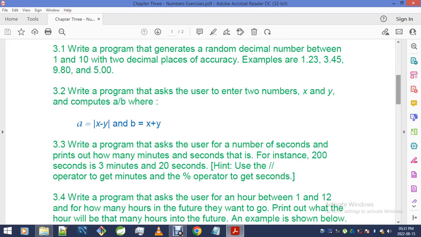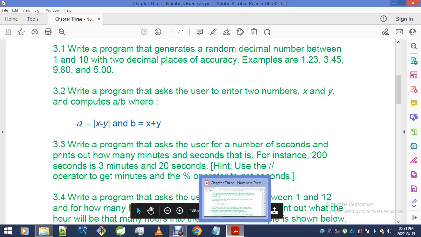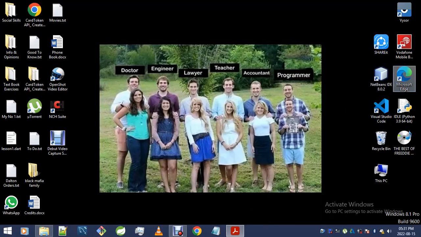So right now I'm about to dive into exercise number 3.2 on the chapter entitled Numbers. I've got to write a program that asks the user to enter two numbers x and y and compute a over b, where a is the difference between x and y and b is the sum of x and y. Okay, so how am I gonna go about doing that?